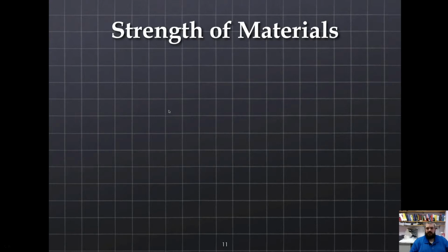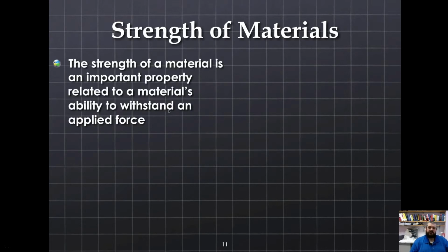Talking a little bit about how you can classify or evaluate different materials is using something called strength of materials, and that's something you'll learn in the material science class. The strength is a really important property because it's related to a material's ability to withstand a force.